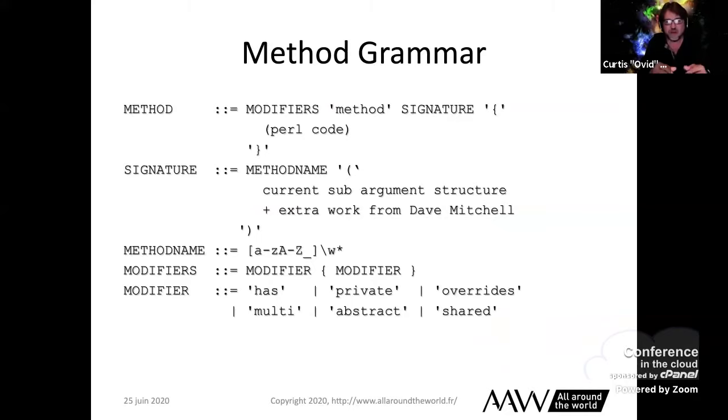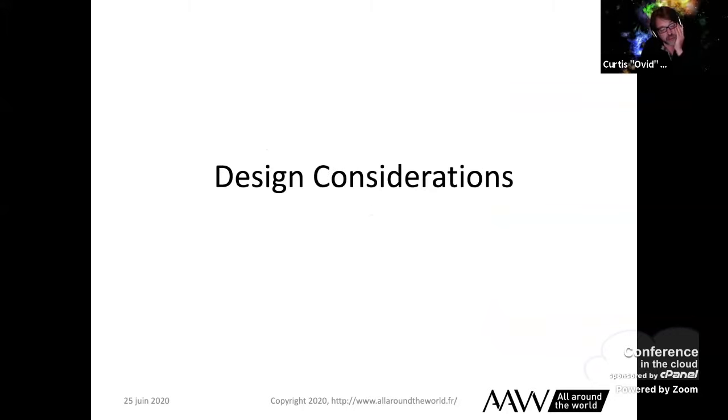One thing to keep in mind about a grammar, though, is it tells you how the tokens are laid out in your code. It doesn't tell you anything about the behavior of the code. So this is just part of what we need. I want to talk about some of the design considerations first, so you can understand where I started from.